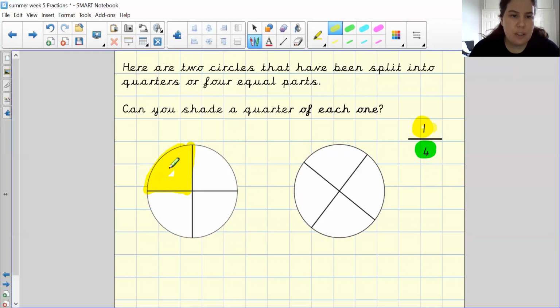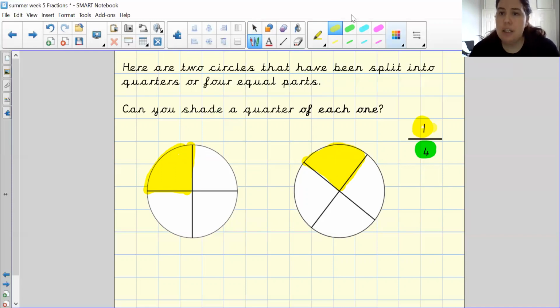I have gone out the lines because it's quite tricky doing it on a computer. And then I'm going to do my next quarter. There we go, finished. So I have coloured 1/4. That means one piece out of the 4. And that's what it's telling you to do.